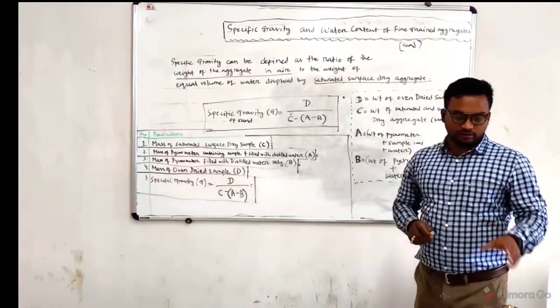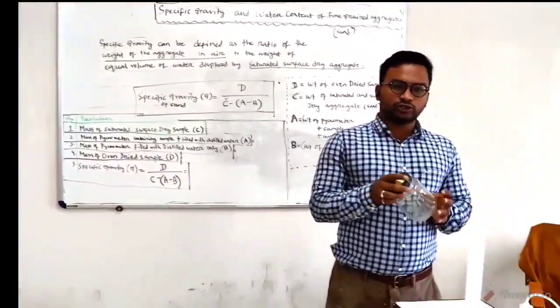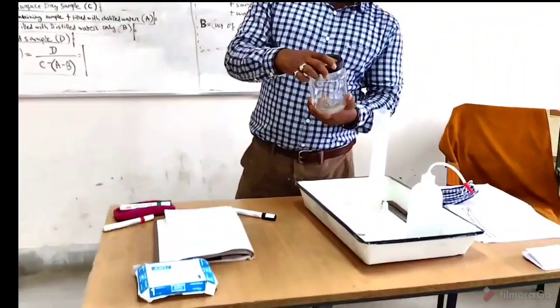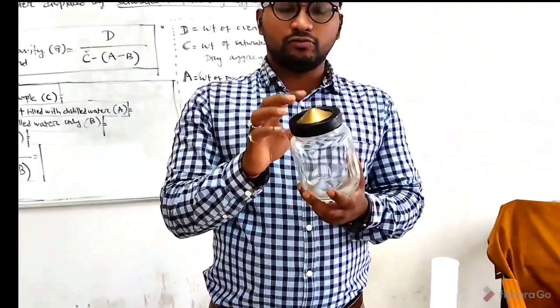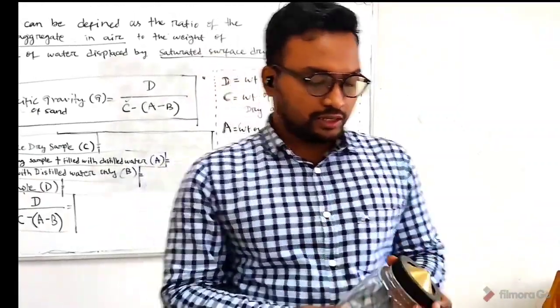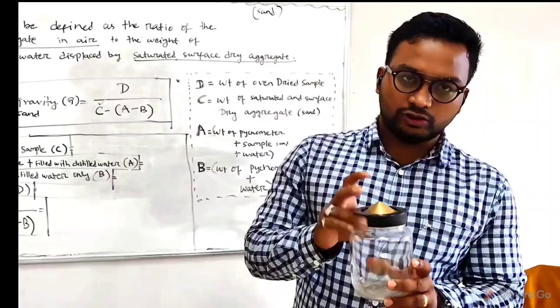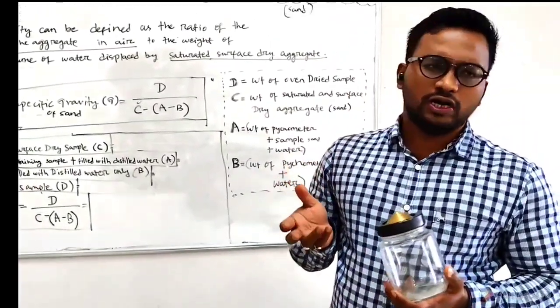Then we are going to show the equipment used in this. Come closer to the equipment. See, this is the first equipment. This is the pycnometer. This is used for specific gravity of soils and aggregates.